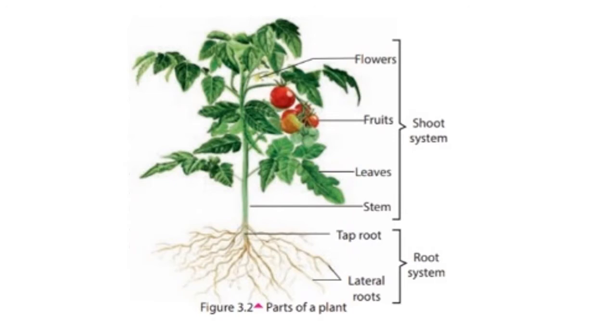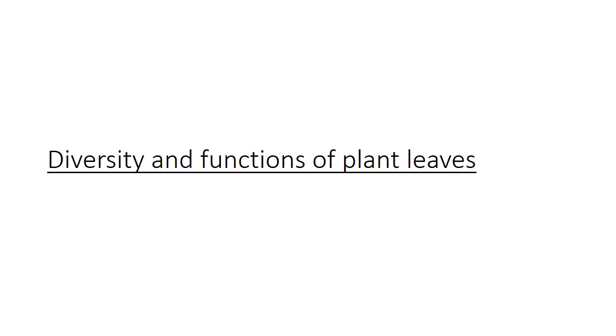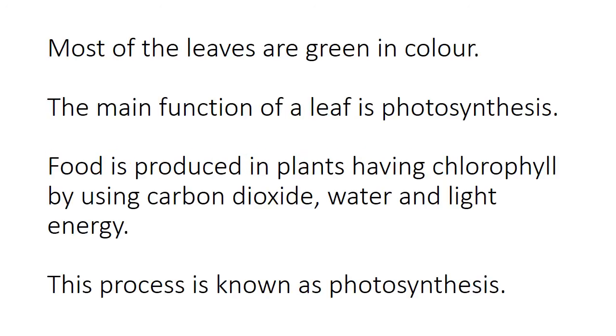Now in this lesson, you have to review the diversity and functions of leaves, stem and roots of plants. So our first subtopic is diversity and functions of plant leaves. Leaves are considered the most significant part of the plant. Most leaves are green in color. The main function of a leaf is photosynthesis. Food is produced in plants having chlorophyll by using carbon dioxide, water and light energy. This process is known as photosynthesis.